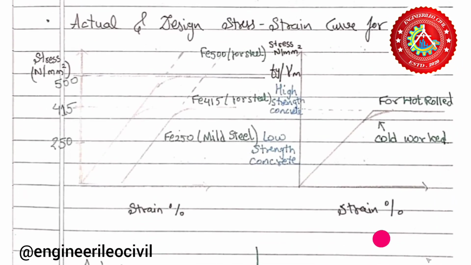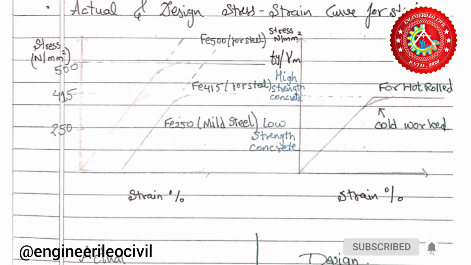Moving forward to the actual and design stress-strain curve of steel. You can see the difference between them. On the y-axis, the stresses in 250, 415, and 500 grade steel are shown, while on the x-axis the strain percentage is shown for hot rolled and cold worked, for mild steel and HYSD steel, high strength steel and low strength steel.